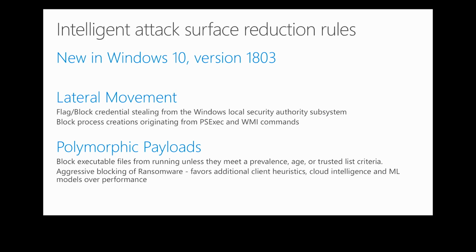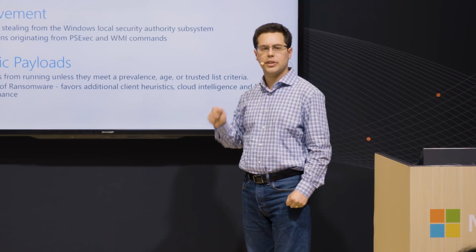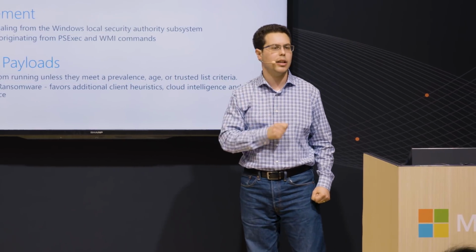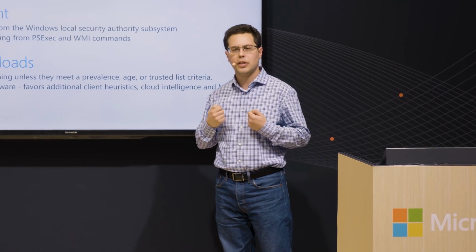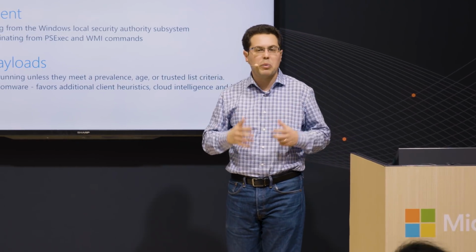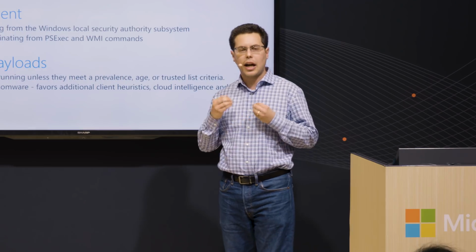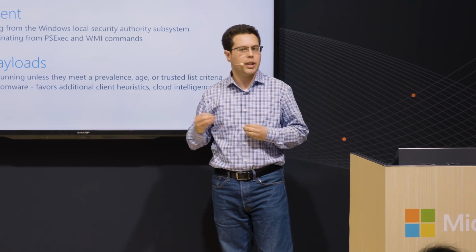The other is polymorphic payloads. We have seen that 99% of suspicious files, of malicious files, are only ever seen 10 times or less in the wild. 99% of malware is seen 10 times or less. Now, with our data trove, that means that if we ever see a file that's unknown, right, we haven't seen before, there's a high probability that it's malicious.